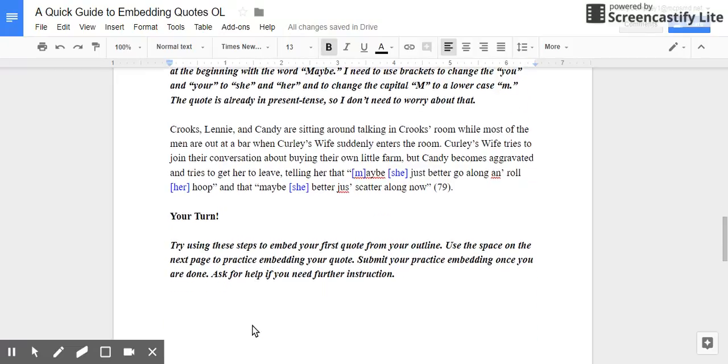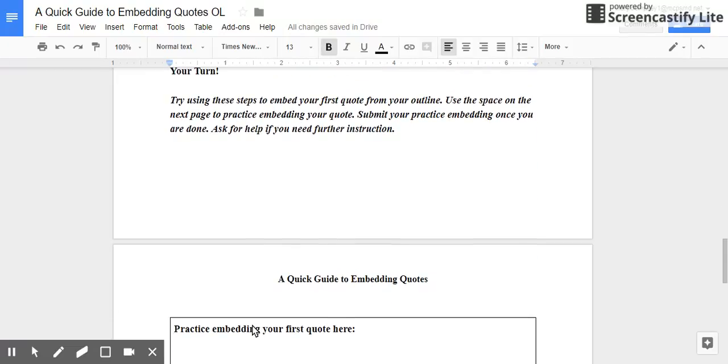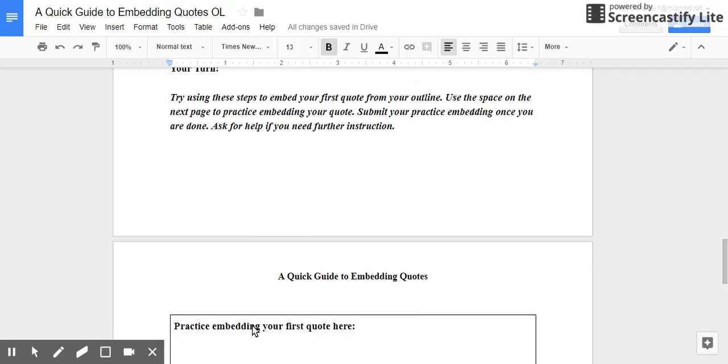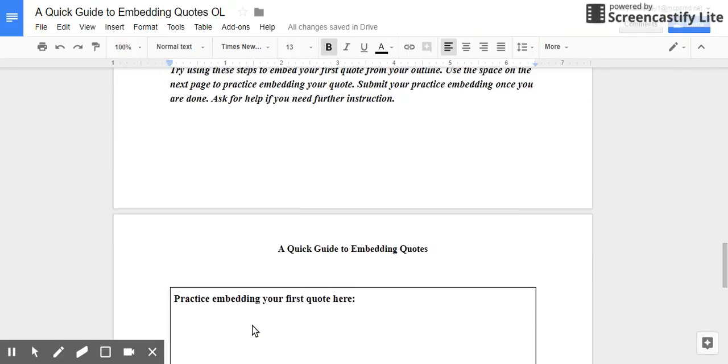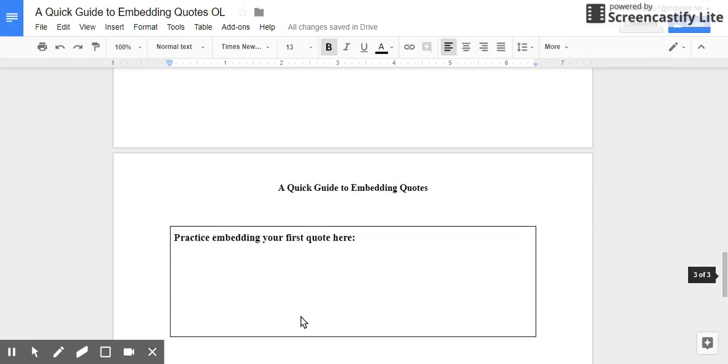Okay, so now you are going to practice doing that with your own quote for your first body paragraph. So go ahead and do that in the space provided on the worksheet.